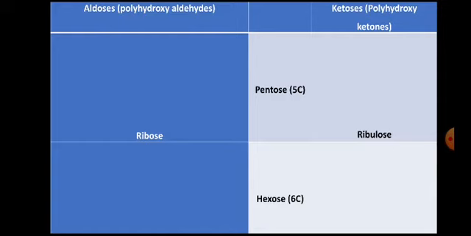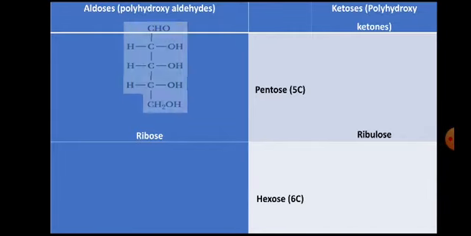Then the next example, sugar containing 5 carbons are called pentose sugar. The example of pentose sugar that belongs to the aldose category, that is, which contains an aldehyde group, is ribose sugar. And in the case of the ketose category containing 5 carbons, it will be called ribulose sugar.